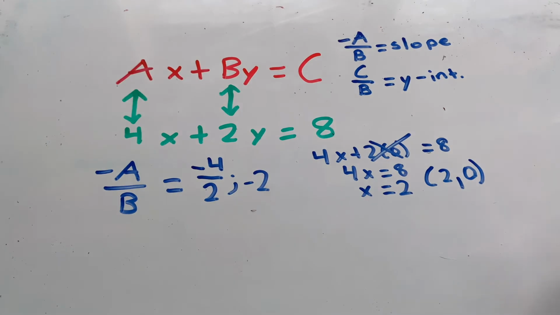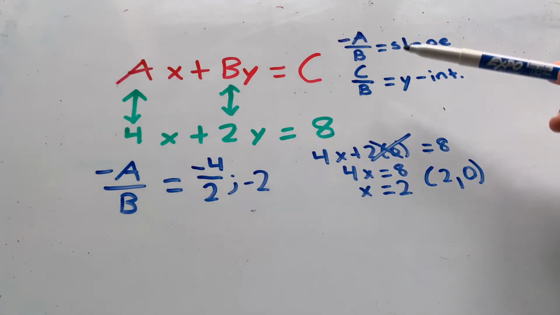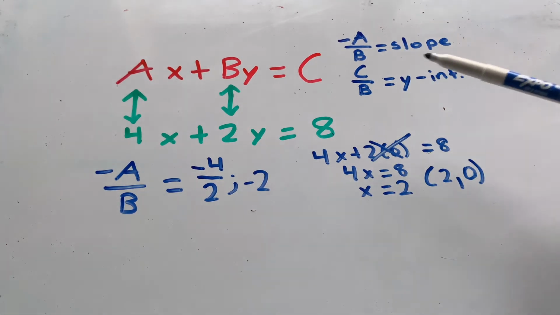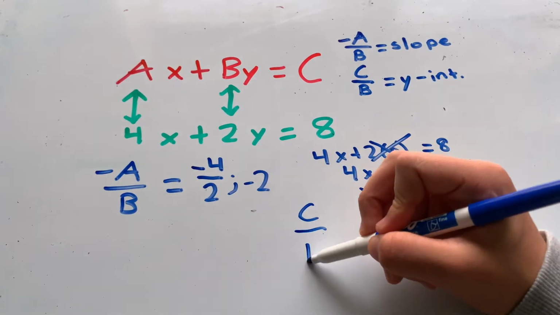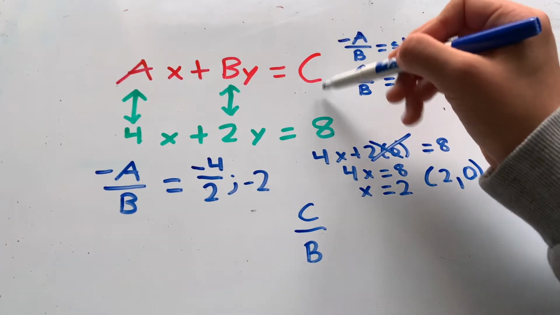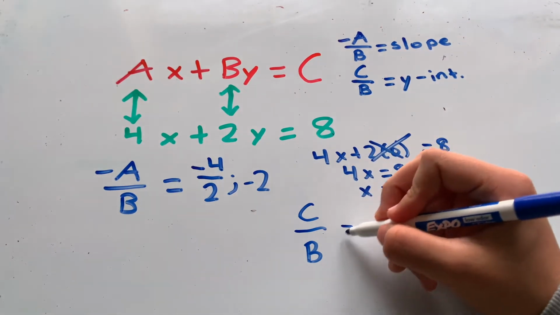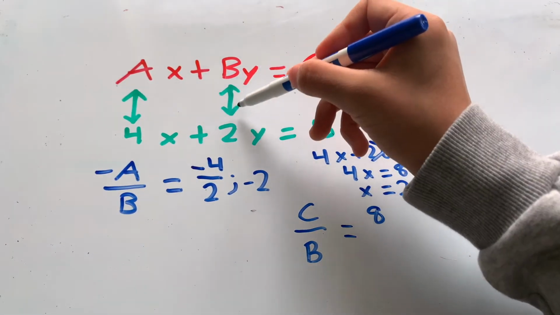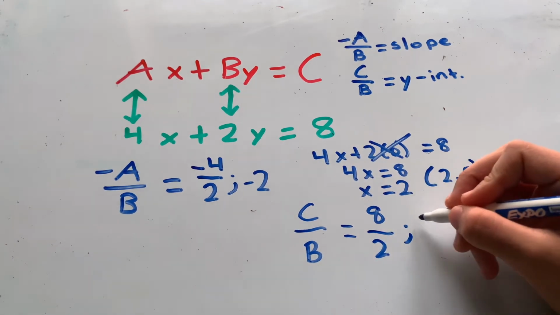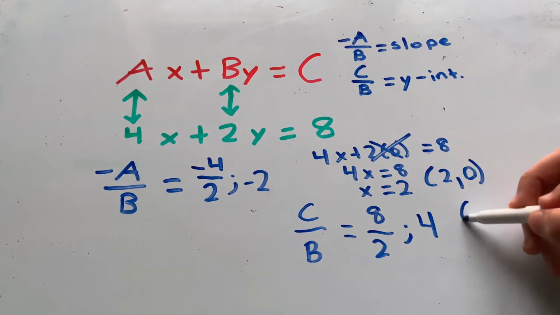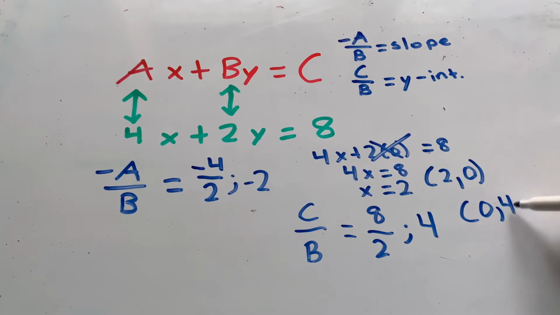The way you can find the y-intercept is either by setting the x equal to 0 or doing c over b. Let's do c over b since that's a little bit easier. C over b is that c, which is 8, over the b, which is 2. So 8 over 2 comes to 4, so the y-intercept is (0, 4).